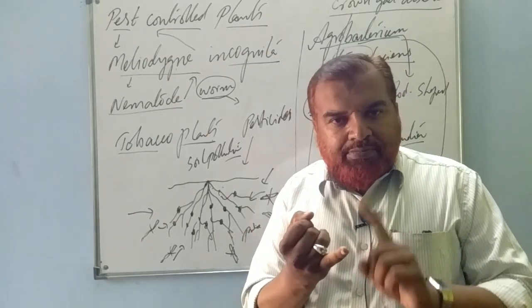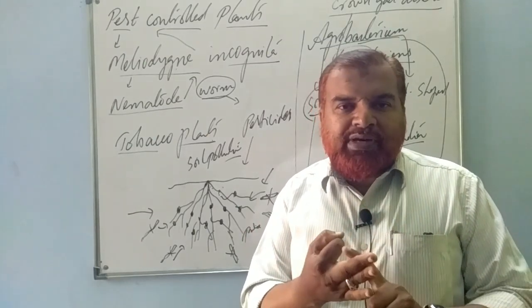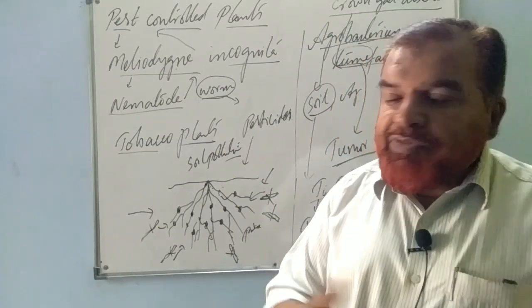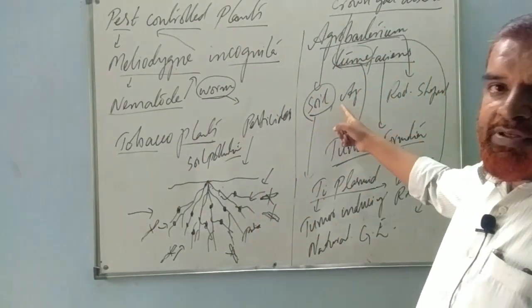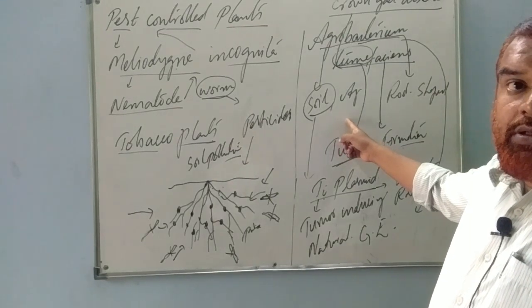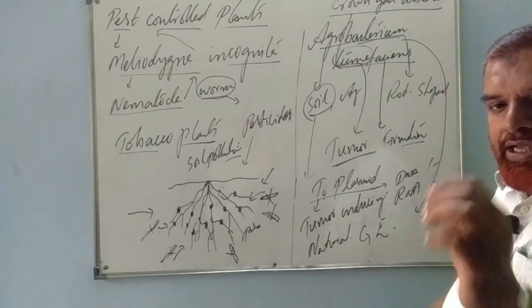Meloidogyne incognita, a nematode pest, infects tobacco plants because it is found present in the soil. Then about this bacteria, Agrobacterium tumefaciens, it is also found present in the soil. I'll repeat now.